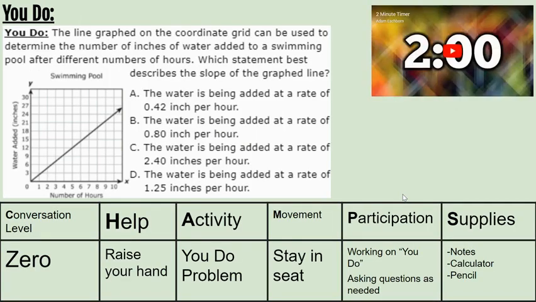All right. I'm going to pause this. Try to see if you can do this one on your own. If you can't, I'm going to do it with you. So I'm going to do it.